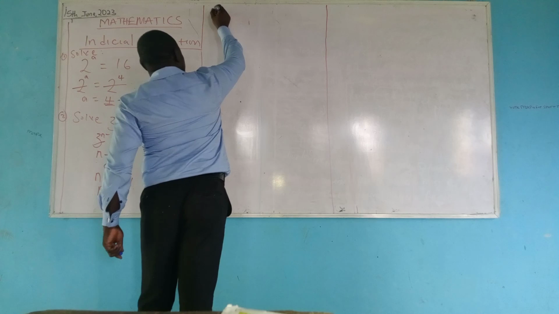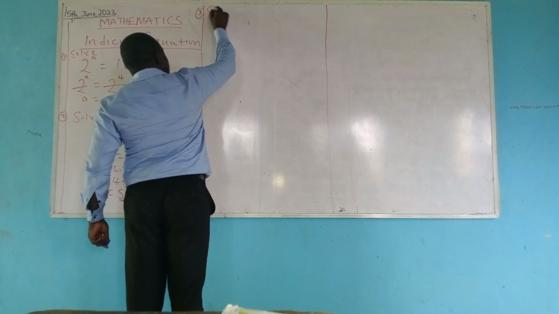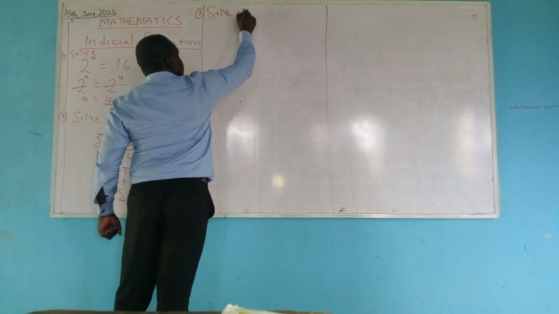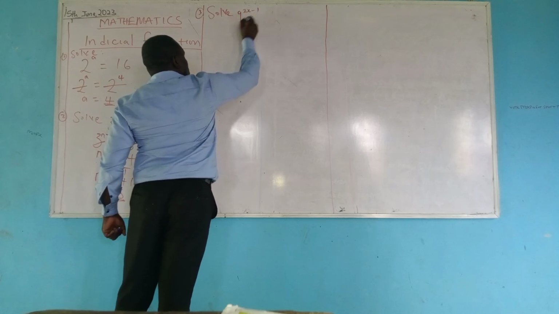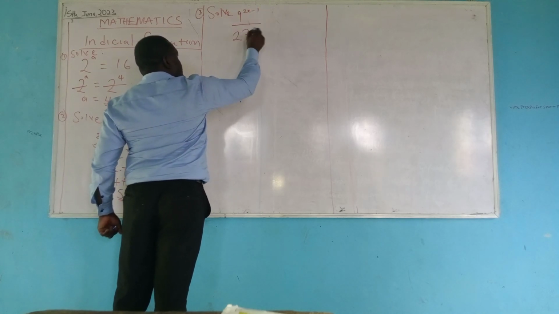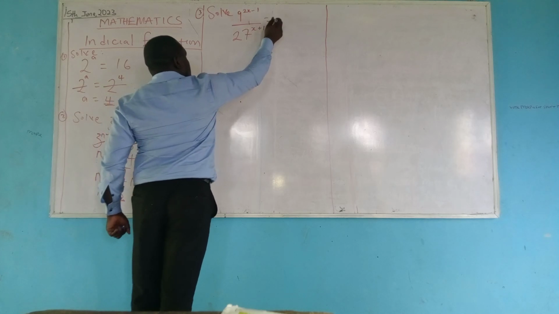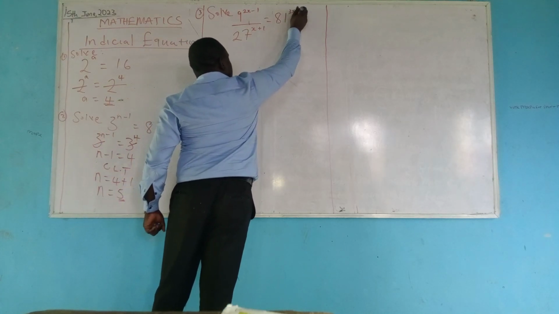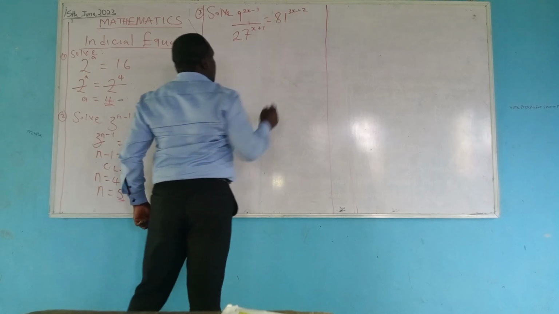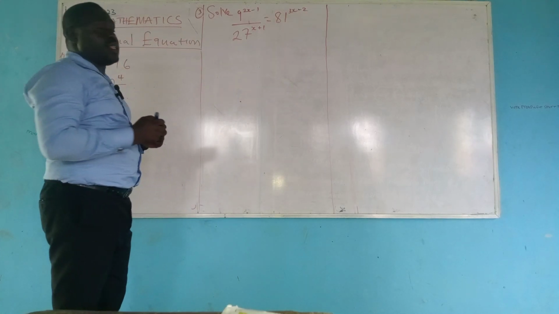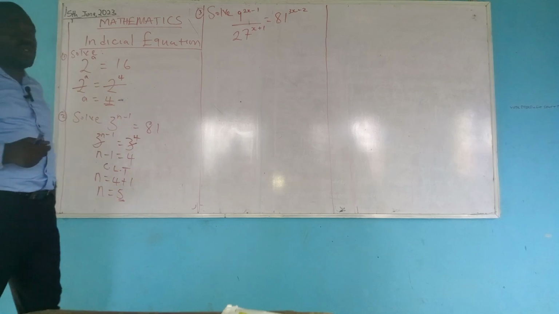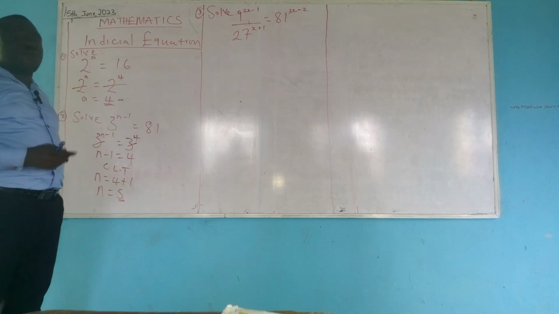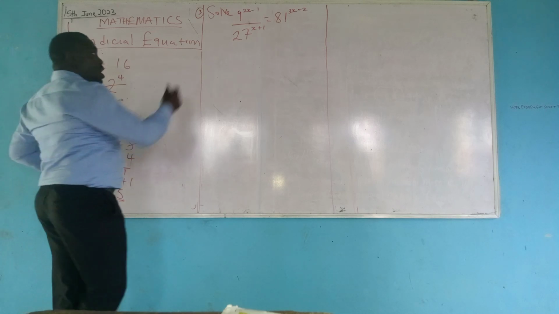Now look at something like this. Number 3. You are asked to solve, say, 9 raised to power 2 minus 1 over 27 plus 1 equals 81 3x 2. Now you can tell that this is quite different from what I've been touching even before now. There are 2 ways I can tackle this. I wish to show you. Method number 1.